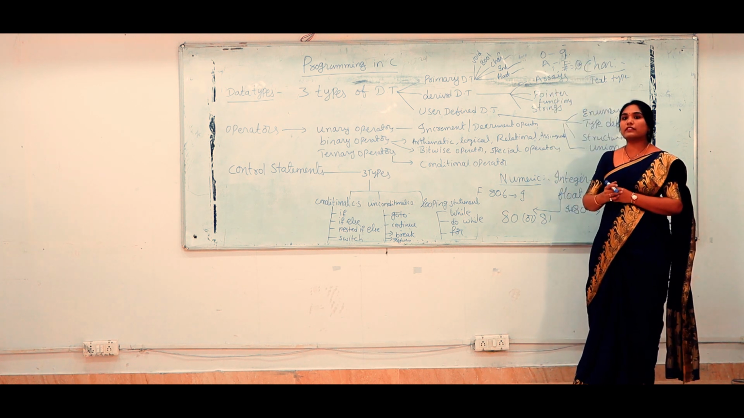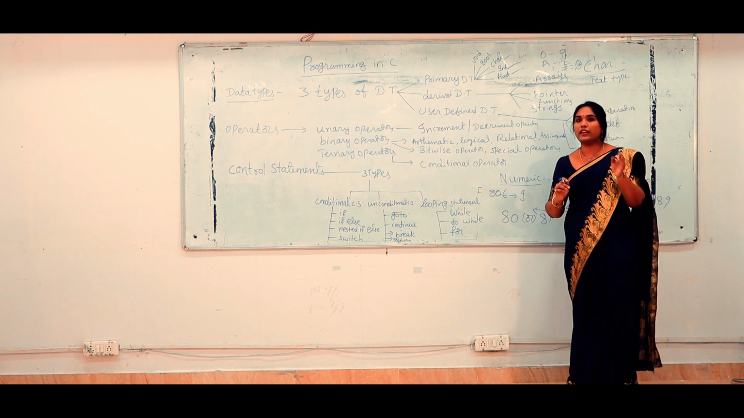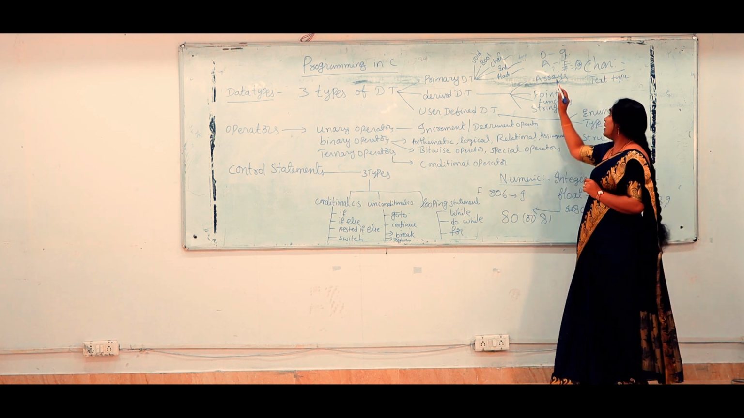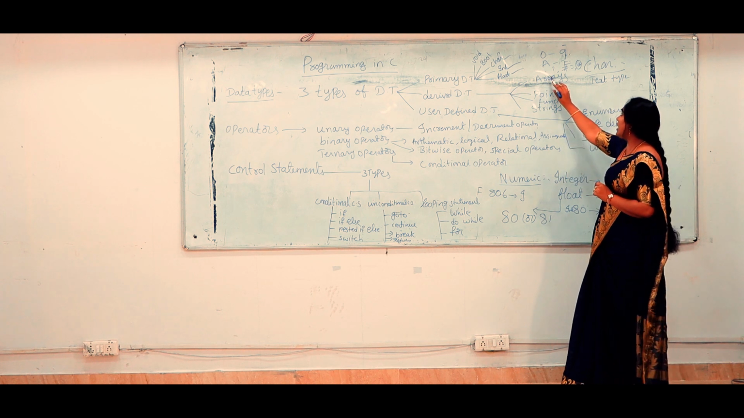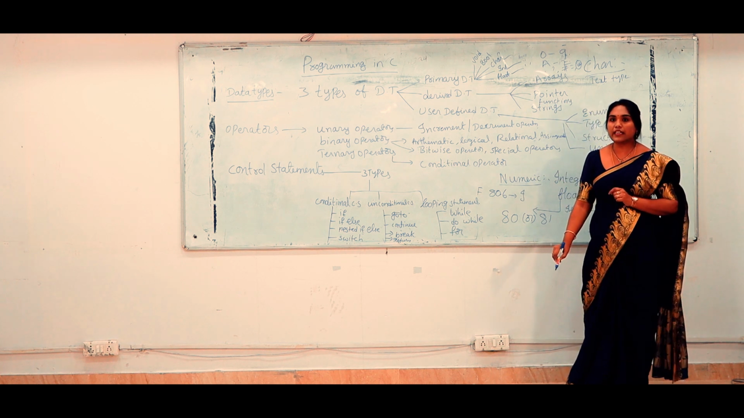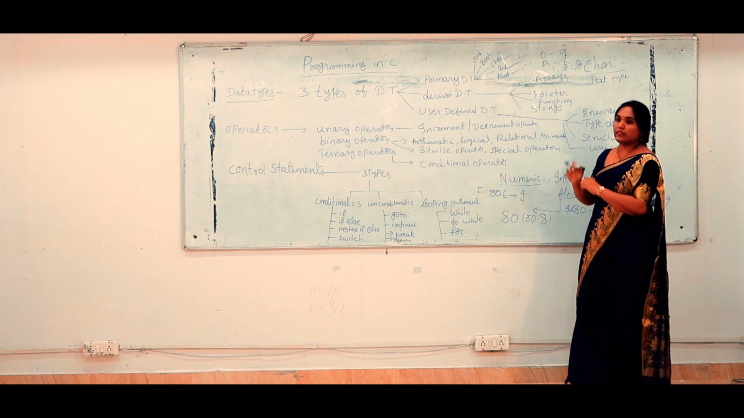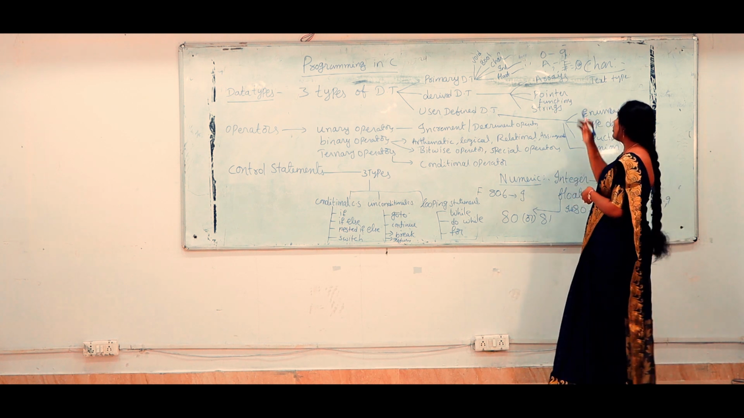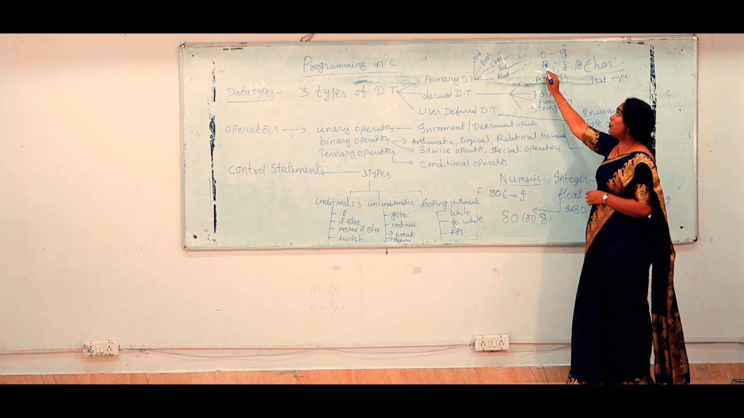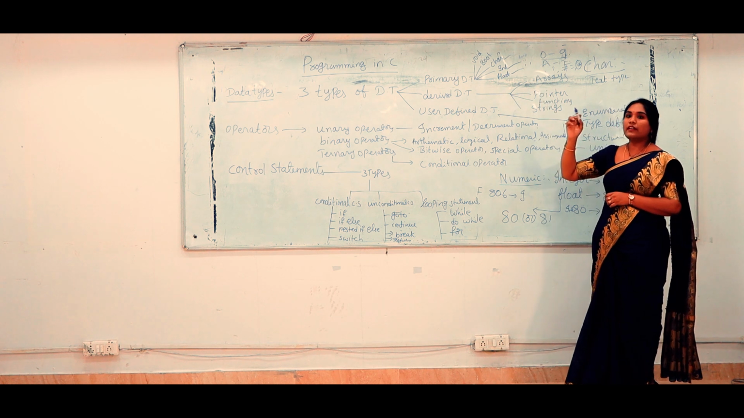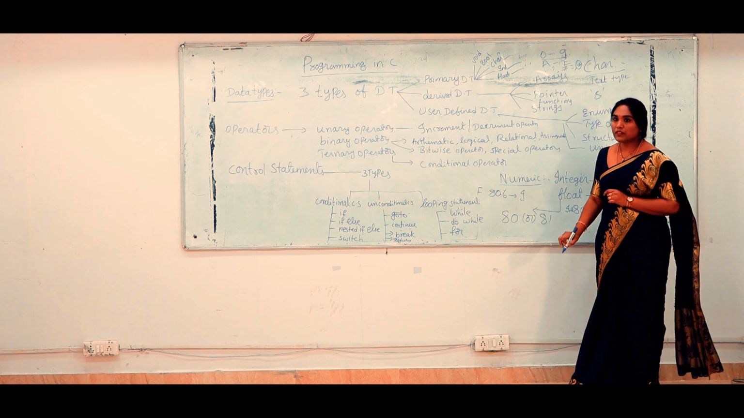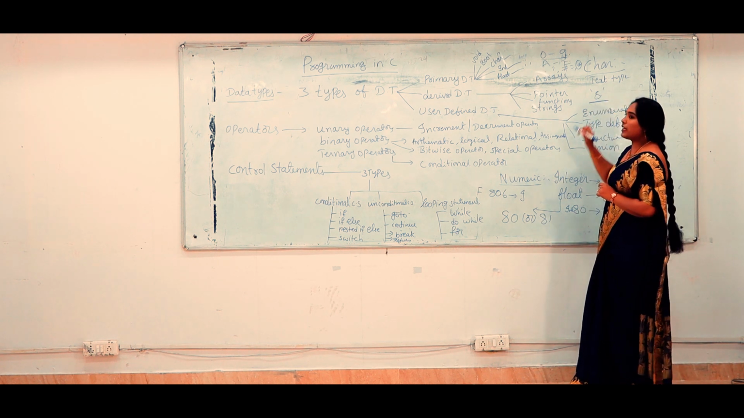Now what is the definition of the character? The character is a single digit, or a single alphabet, or a single special symbol enclosed with single quotation. It is called the character. Now I am going to give an example. I said a single digit. How many digits do we have? 10 digits, 0 to 9. Pick only one digit. I am getting the value 8. Now, this is an example of a character.